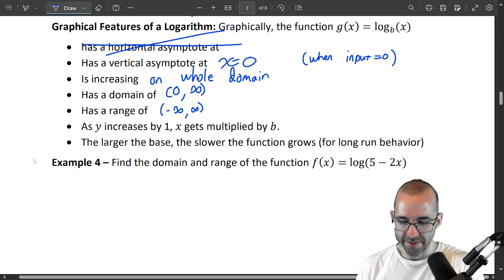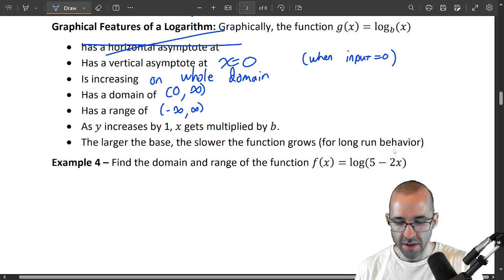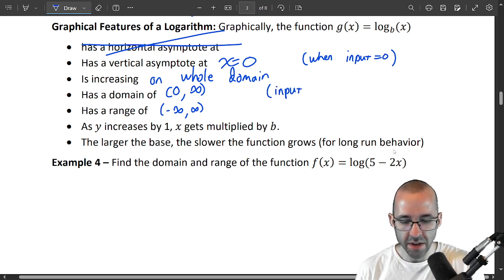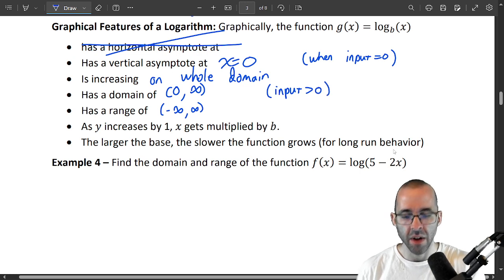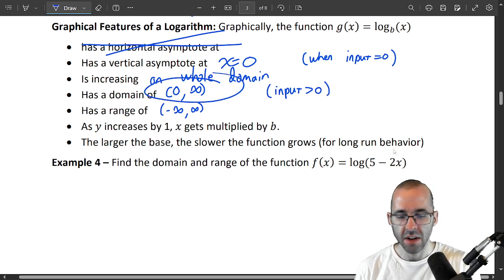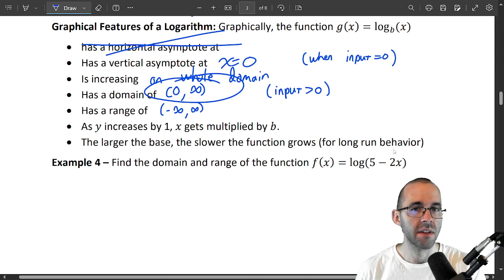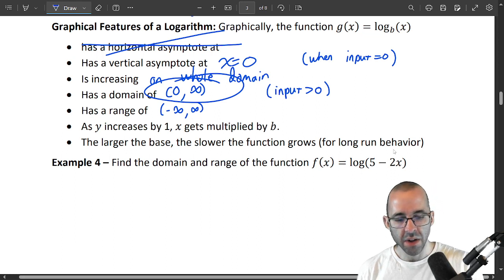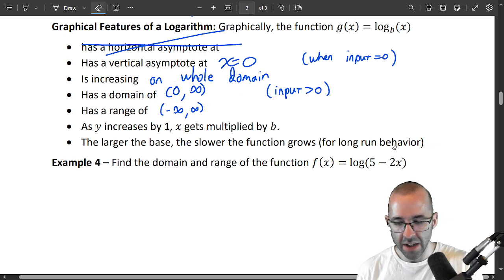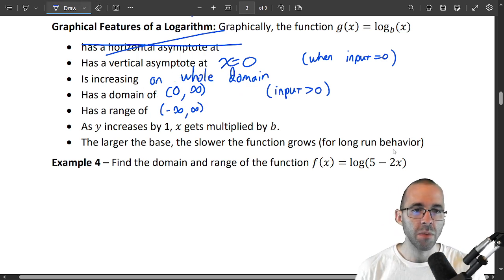We'll use them for this section. Find the domain and range of this function. Well, the domain, again, let's translate that, is when the input is greater than 0. That's a translation of this. The input is x in this case. But in our example down here, example 4, the input is more than x. So the domain's going to be when the input's positive.